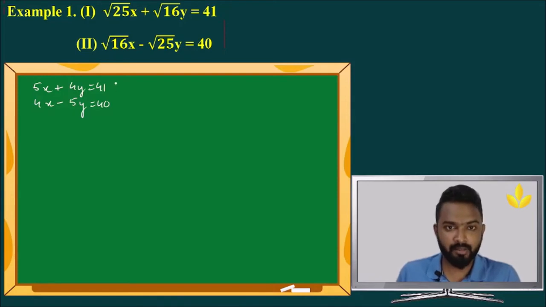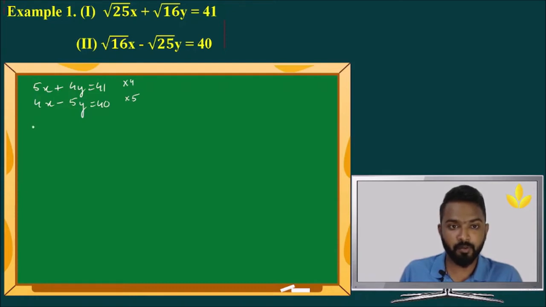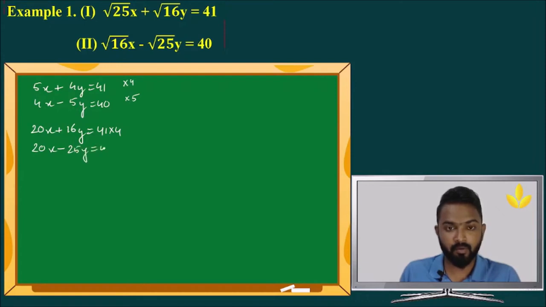In order to eliminate it swiftly, first we eliminate x and find y. How do we do that? We make the coefficients of x equal. 5 and 4, the LCM of 5 and 4 is 20. How to convert 5 to 20? We multiply by 4. How to convert 4 to 20? We multiply by 5. So the new equations will be 5 into 4, we have 20x plus 4 into 4, we have 16y equals 41 into 4. And there we have 20x minus 5 into 5, 25y equals 40 into 5.